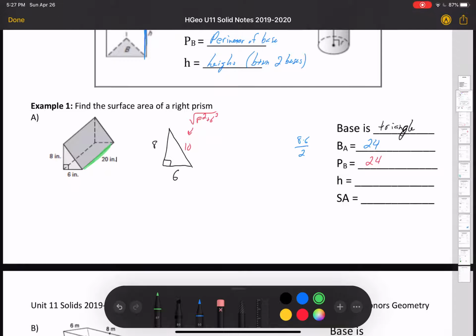The height is the segment that connects the two bases. So my height is 20 inches. Now to find surface area, we need to do 2 times the area of the base plus the perimeter of the base times the height. And that is going to give us a surface area of 528. And because we're still talking about area, our units are squared. So 528 inches squared.